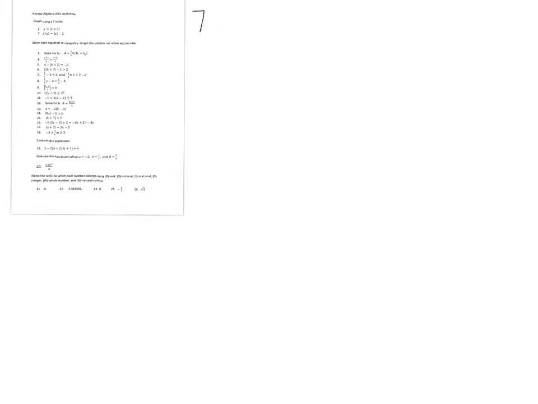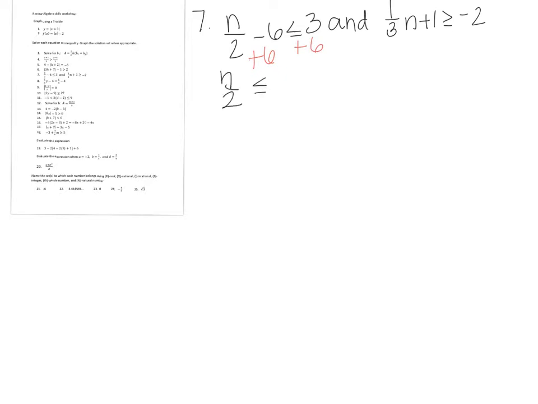All right, so number 7 is a compound inequality: n over 2 minus 6 less than or equal to 3 and 1/3 n plus 1 greater than or equal to negative 2. So we'll solve the first one, add 6 to both sides. We get n over 2 is less than or equal to 9. Multiply both sides by 2 because this is n divided by 2. N is less than or equal to 18. And so we bring the and down.